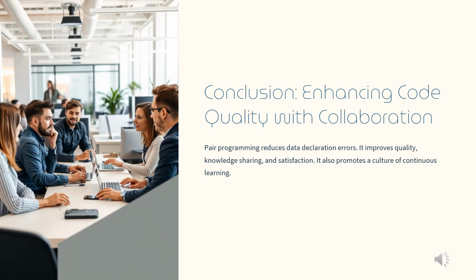Thus, we are concluding our code review and inspection regarding pair programming and its effectiveness in reducing data declaration errors. Pair programming reduces declaration errors. Yes, it takes time compared to solo programming because it involves discussing what to do and what not to do, but at the same time it improves quality, knowledge sharing, and satisfaction. It also promotes a culture of continuous learning. So pair programming is better than solo programming, and it is effective in reducing data declaration errors.